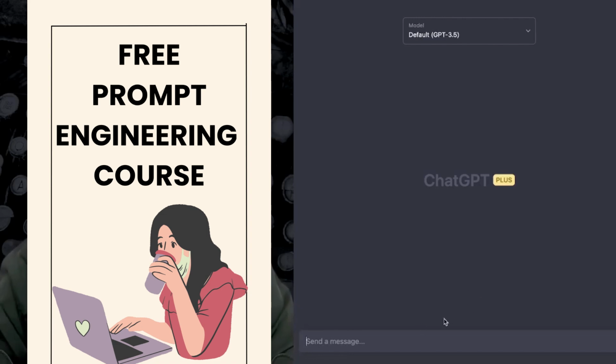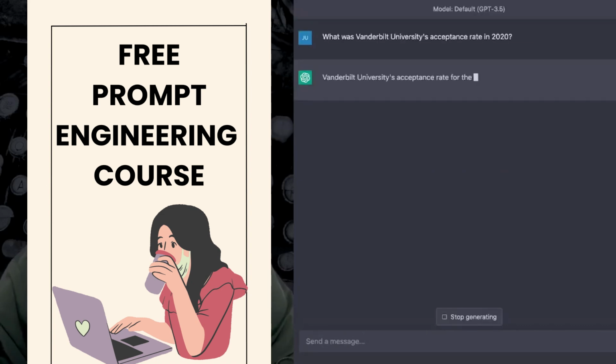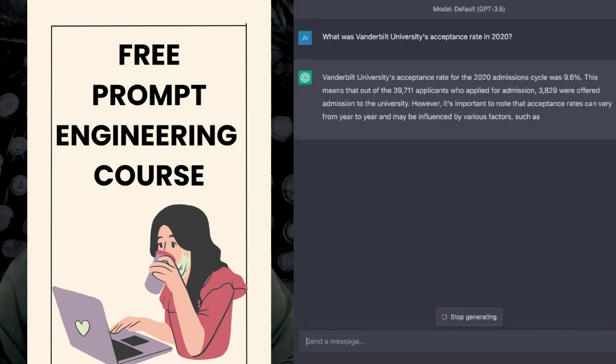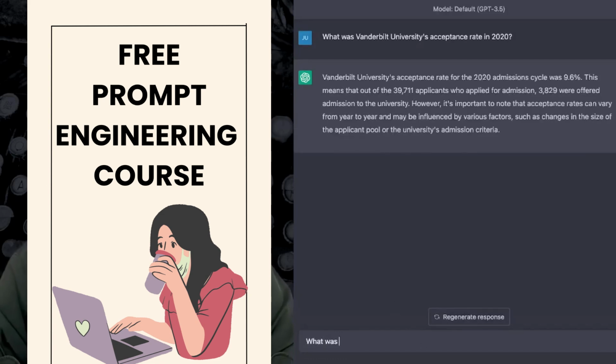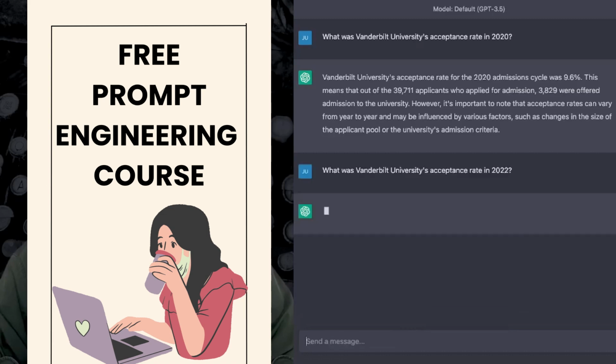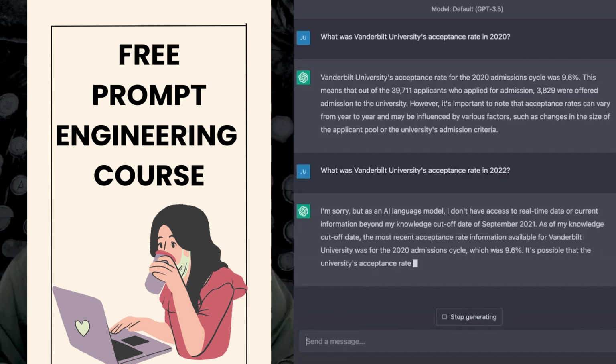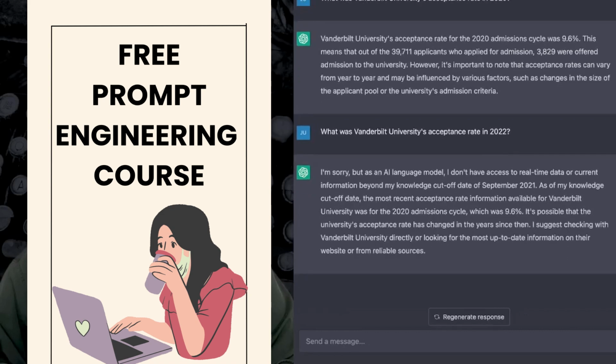So if we look at this example and we say, what was Vanderbilt University's acceptance rate in 2020, it should have access to that. And so it provides this information. It says the acceptance rate was 9.6%. If we say, what was Vanderbilt University's acceptance rate in 2022, it'll say, I'm sorry, but it doesn't have access to that information because it was cut off in 2021.